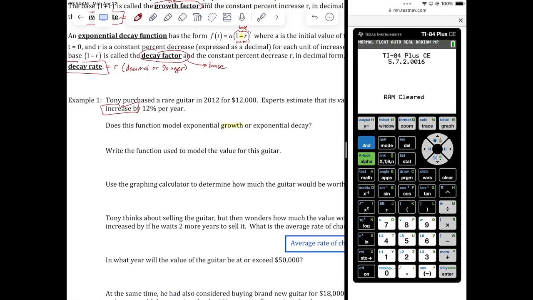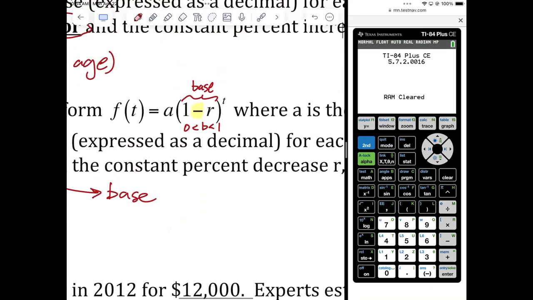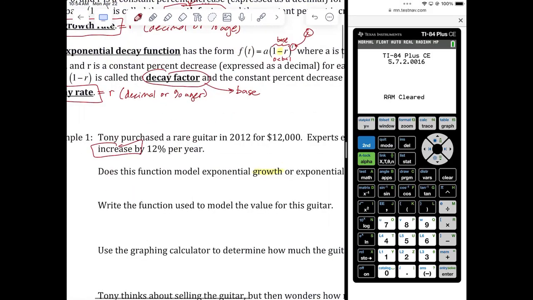Not even F of X, right? So instead of using T, since y'all wanted to use X, we can use X. That's fine. But sometimes we switch it to T because time is your ultimate independent variable. But we'll use X and Y. So we'll say Y equals, and we're going to use that as a model. What's the initial value of the guitar when you purchase it? 12 grand. So 12,000. Okay.